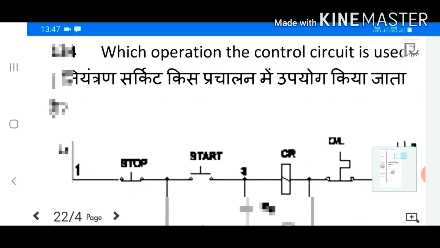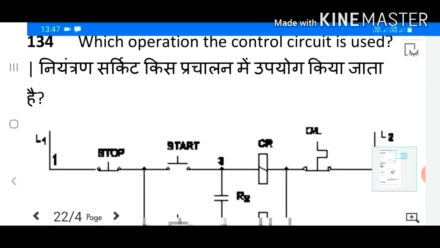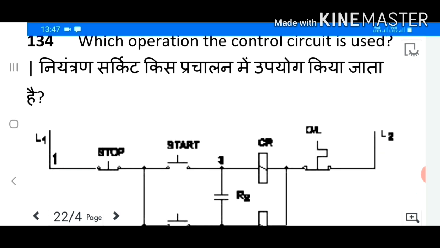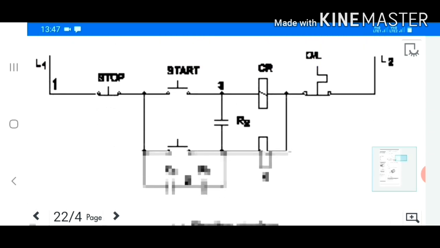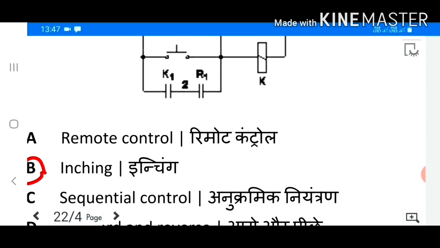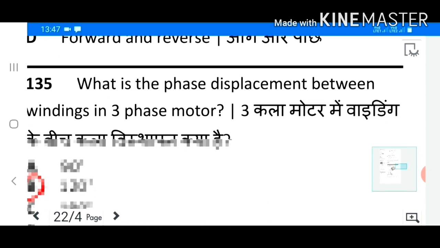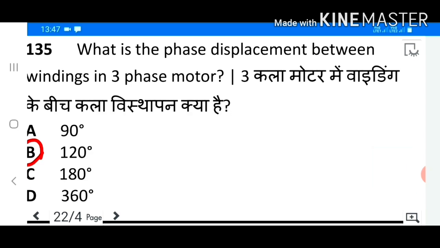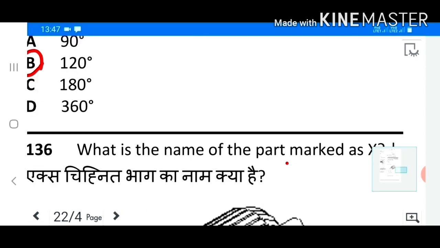134. Which operation the control circuit is used? Answer B. Inching. 135. What is the phase displacement between windings in three-phase motor? Answer B. 120 degree.